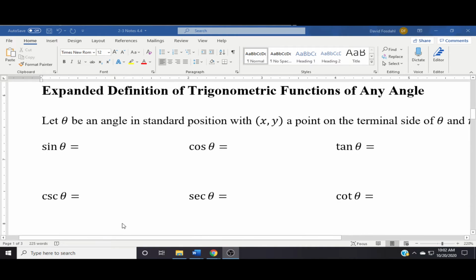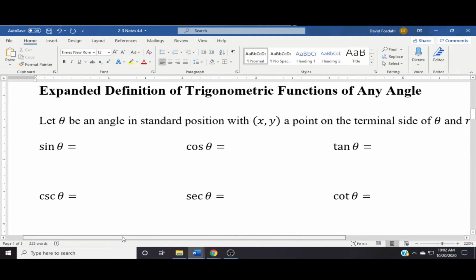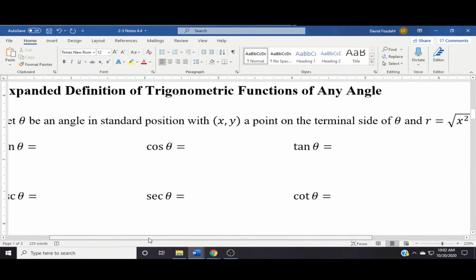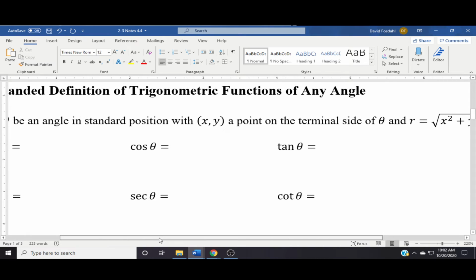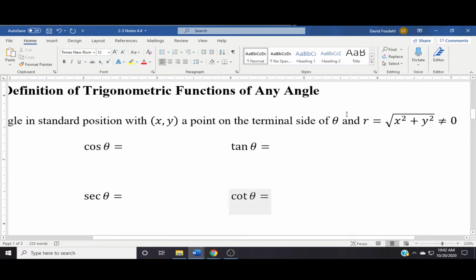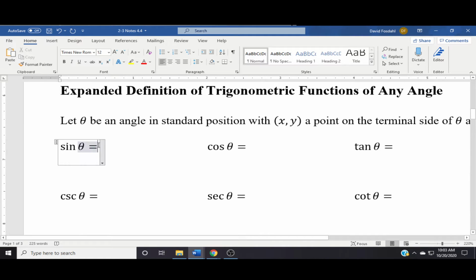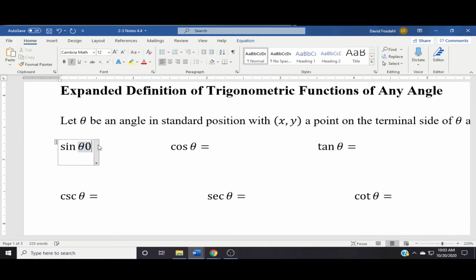Now let's expand it. Let theta be an angle in standard position with x comma y a point on the terminal side of theta, and r equals the square root of x squared plus y squared. So r can never equal 0. This is going to expand our definition to any angle. So we have sine of theta, and this is going to equal y divided by r.